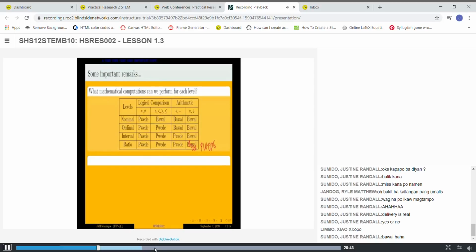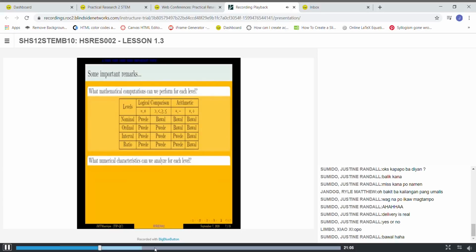Okay, kaya yung ratio data yung pinakamataas na level of measurement kasi marami kang pwedeng gawin sa kanya. In fact, pwede mo nga siyang i-derivative. Next. Okay. So, nalaman na natin kung paano natin i-analyze yung data.